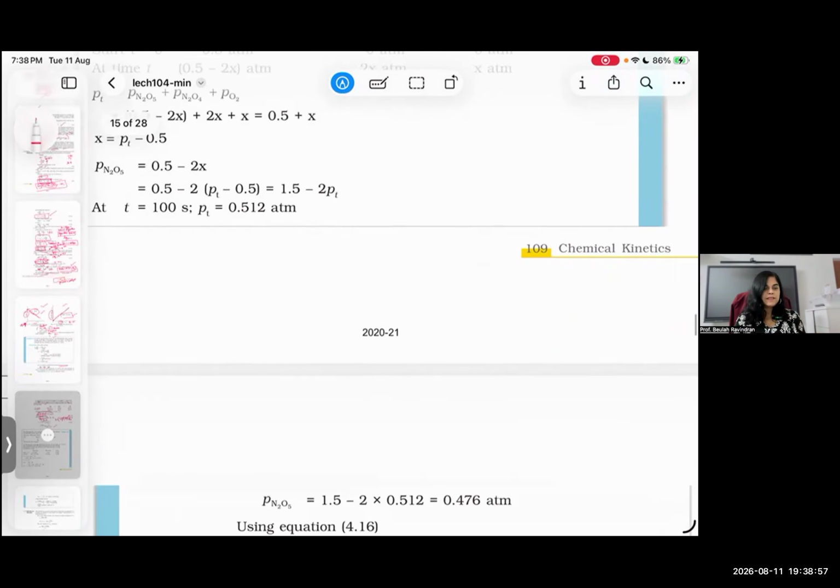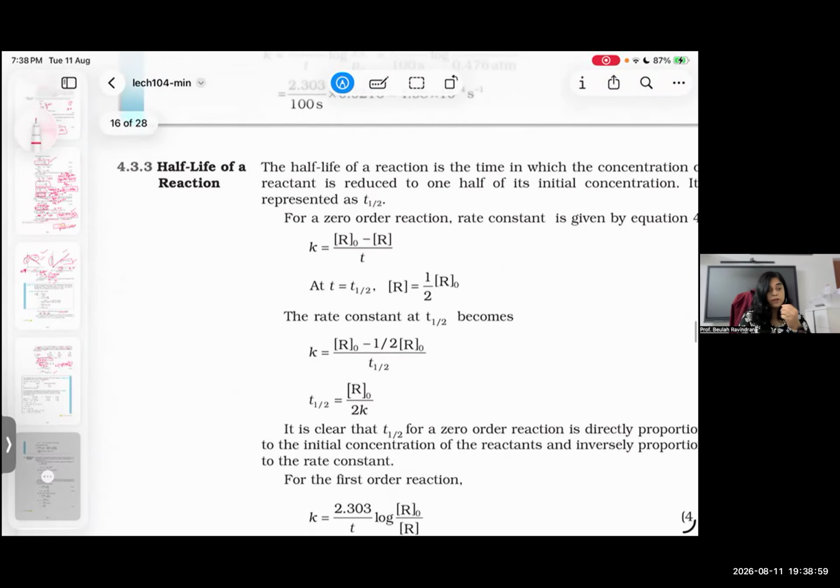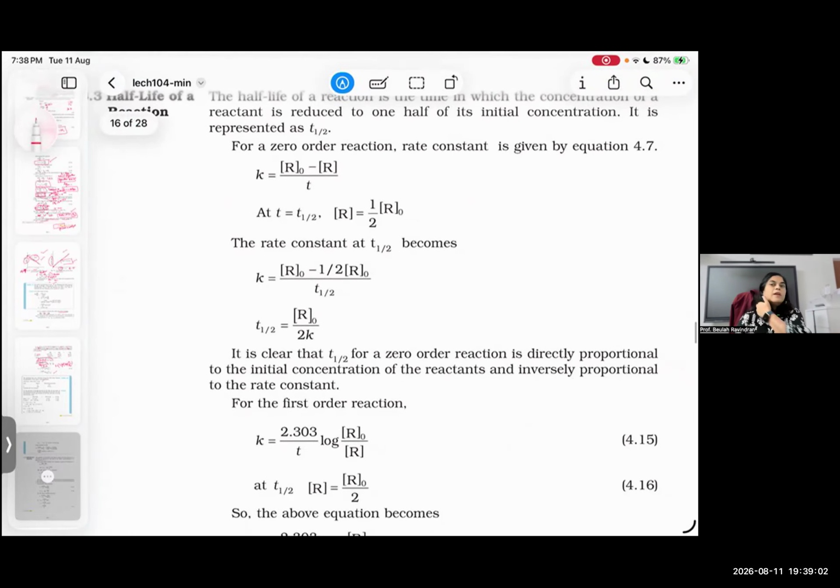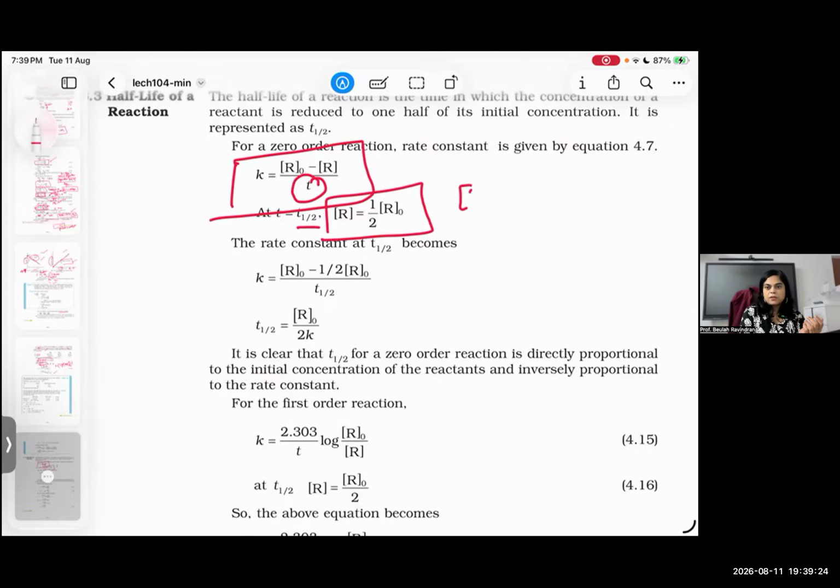Then half-life. It is very interesting. Suppose for a zero order reaction, the rate constant you have written is like this. What is T half? You have to substitute half in the place of T, that is T half. And the initial concentration is now the final concentration. When the time period is half, what will be the final concentration? It is also reduced to half of the initial concentration. So R naught minus half R naught. In the place of R, you have to substitute half R naught by T half. This is the condition.